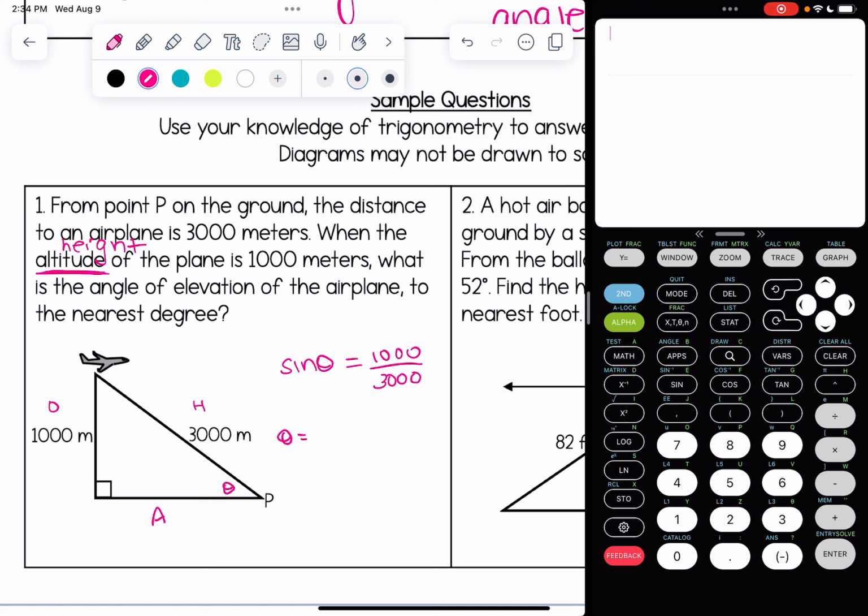We are going to do the inverse operation in order to find the measure of theta. So inverse sine of 1,000 divided by 3,000. You can follow my calculator work on the right hand of my screen here. We're looking for the angle of elevation to the nearest degree, and we get 19 degrees here.